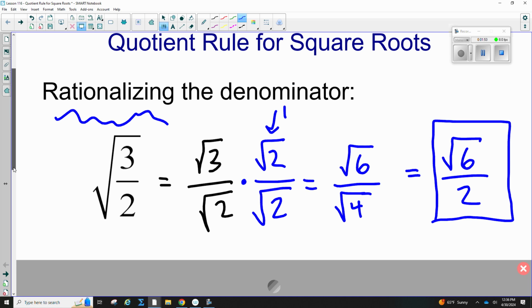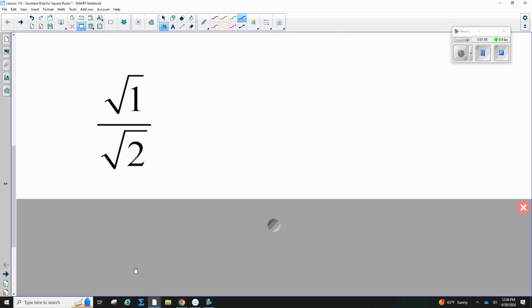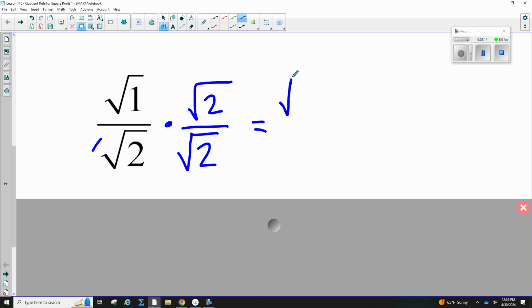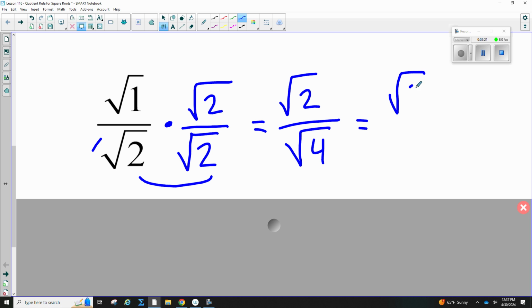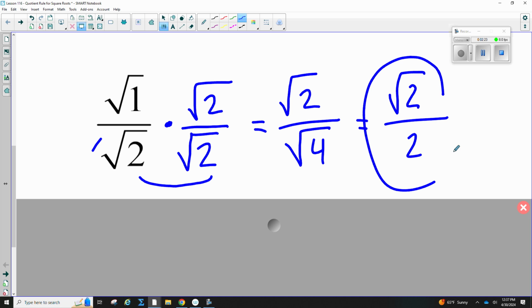Let's try another one. The square root of 1 over the square root of 2. All right, so we're going to rationalize the denominator, which means getting rid of this root. So we're going to multiply by whatever's in the denominator on the top and the bottom. So this gives me the square root of 2 in the numerator. And this gives me the square root of 4 in the denominator. And the square root of 4 is equal to 2. And that is our answer.